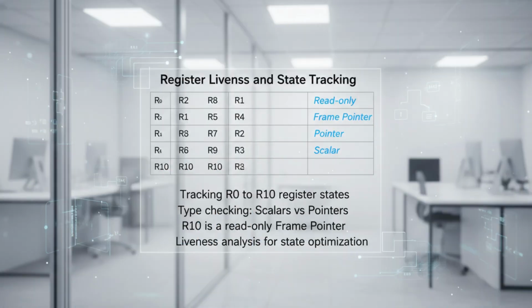While traversing the CFG, the verifier tracks the state of the 11 virtual registers, R0 through R10. It maintains metadata for each register, such as its type, e.g. pointer to a map, scalar value, or stack pointer, and its alignment. This abstract interpretation allows the verifier to know exactly what is inside a register at any given instruction. For example, it ensures that R10, the frame pointer, is read-only. It also tracks liveness, knowing when a register's value is no longer needed, which helps optimize the verification of large programs by reducing the number of states it needs to remember.